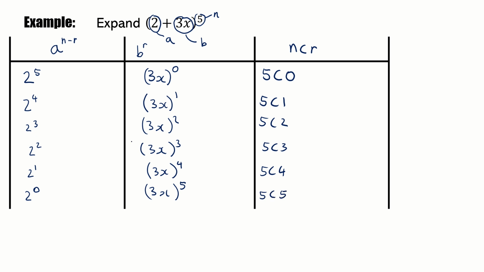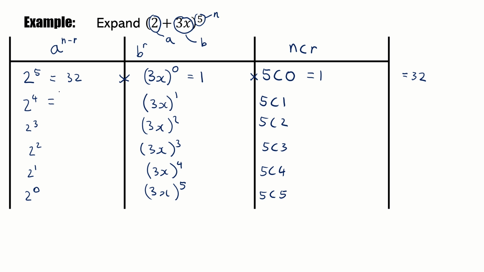Okay, so these are the parts that make up each term in the expansion, but now we need to actually find them, but then once we've found them, we then also need to multiply the things together in each row, because each of these 3 parts multiplied together form each term in the expansion. So therefore, I'm going to do 2 to the power of 5, and that would be 32. 3x to the power of 0 is just 1, and then 5c0 is also 1. So doing 32 times 1 times 1 will get us 32.